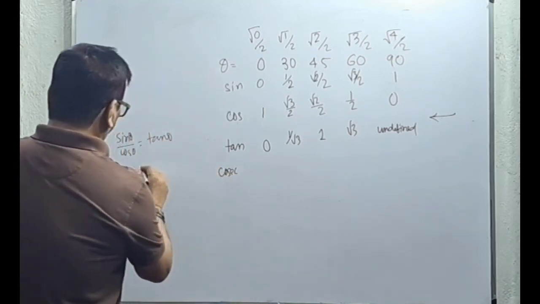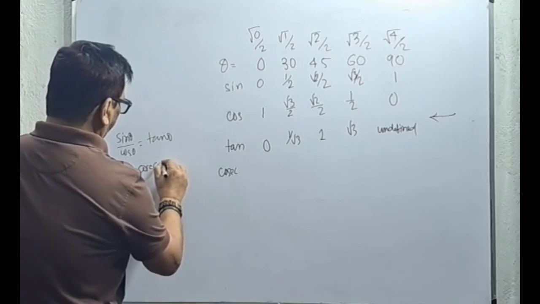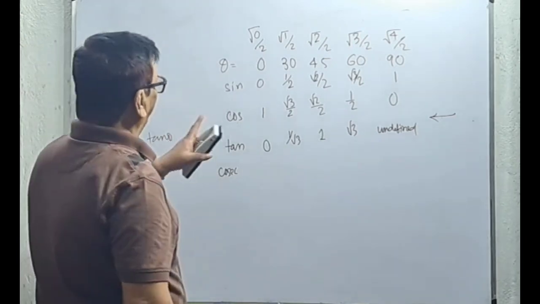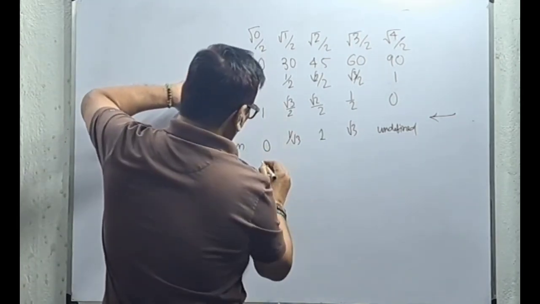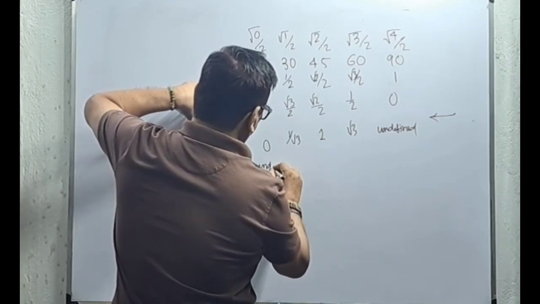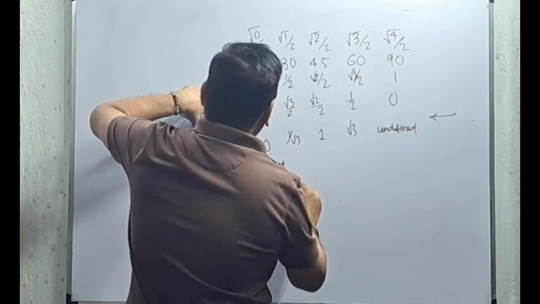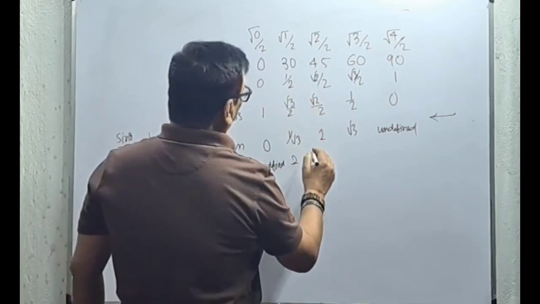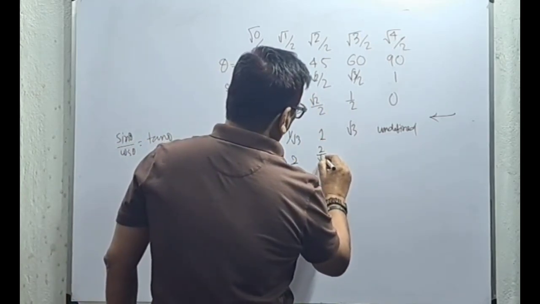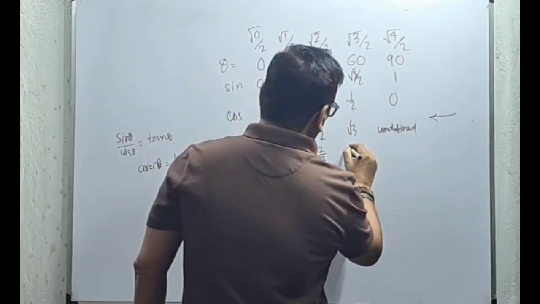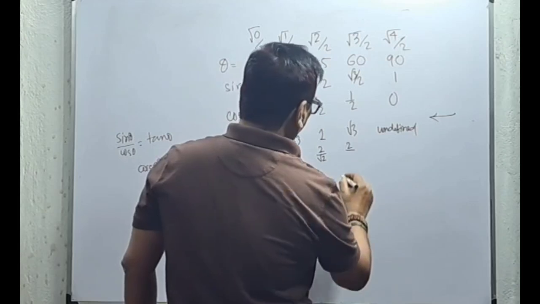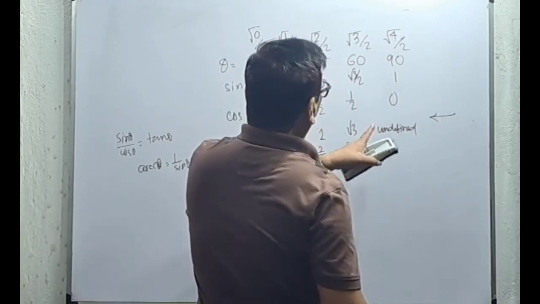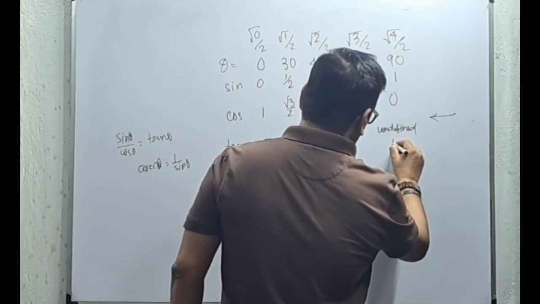So undefined is undefined. Now we go to cosec, right? Cosec theta is equal to 1 by sine theta, right? So we can write, cosec will be 1 by 0, undefined, right? Then 1 by 2, this will be 2, right? 2 by root 2, right? And this will be 2 by root 3, right? And this will be 1 by sine 90. Sine 90 is 1, so 1.